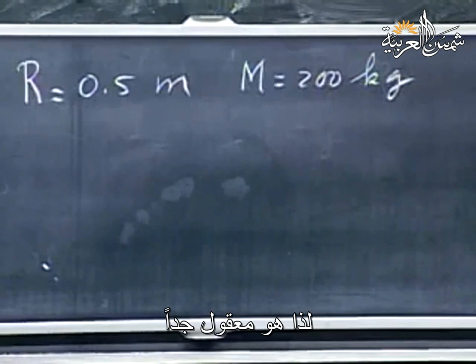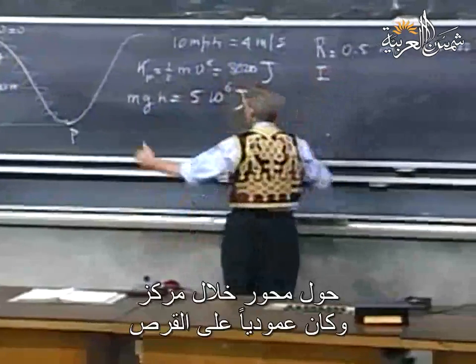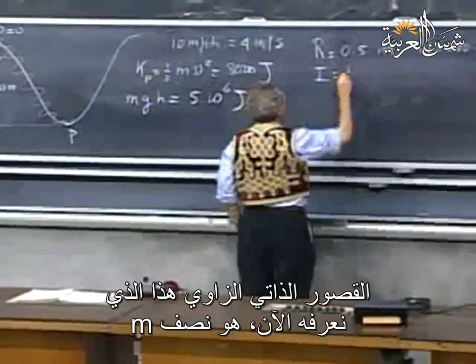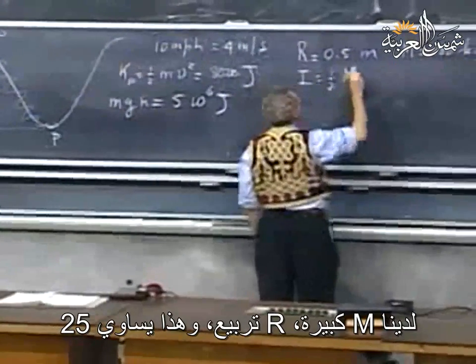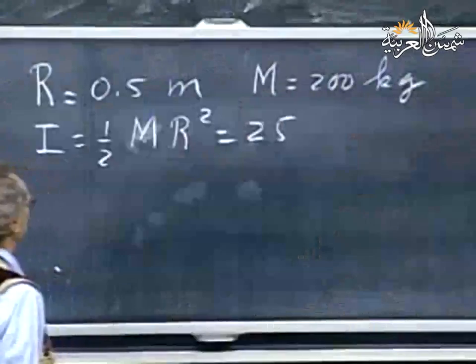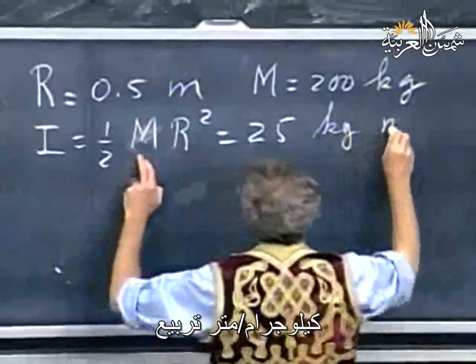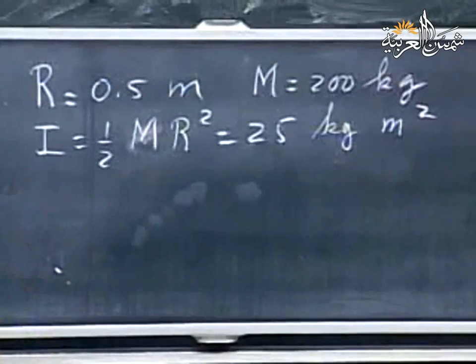So that's quite reasonable. And the moment of inertia of this disk, if I rotate it about an axis through the center, perpendicular to the disk, we know now is 1/2 M r squared, with a capital M, and that equals 25. The units are kilogram meter squared, if you're interested. So we know the moment of inertia.